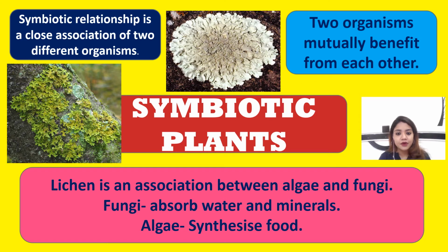So one example of a symbiotic plant is a lichen, which is an association between an alga and a fungus. So here both alga and fungus are helping each other. So they are mutually benefiting from each other. In what way? Let us see. The fungus is absorbing water and minerals for the alga, and the alga is able to synthesize food for the fungus. Right? So here you can see how both of them are helping each other, and they are in a close association with each other.